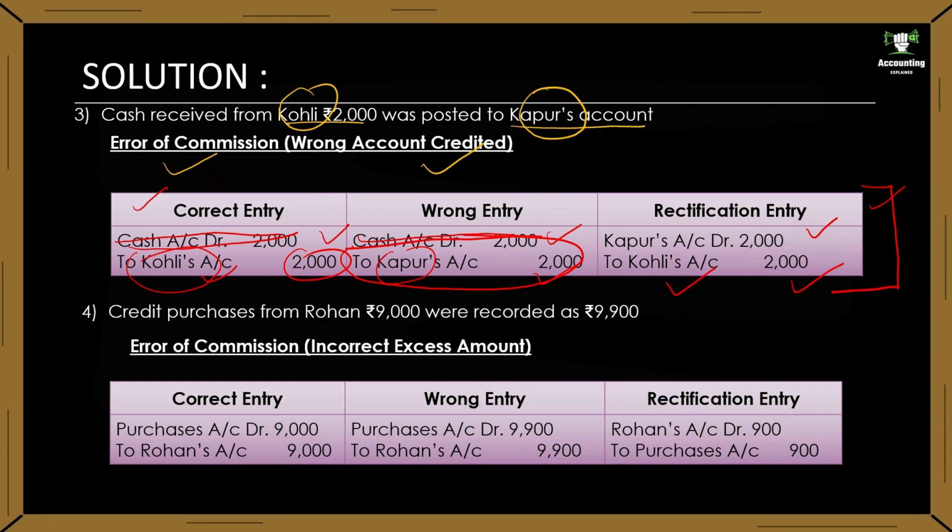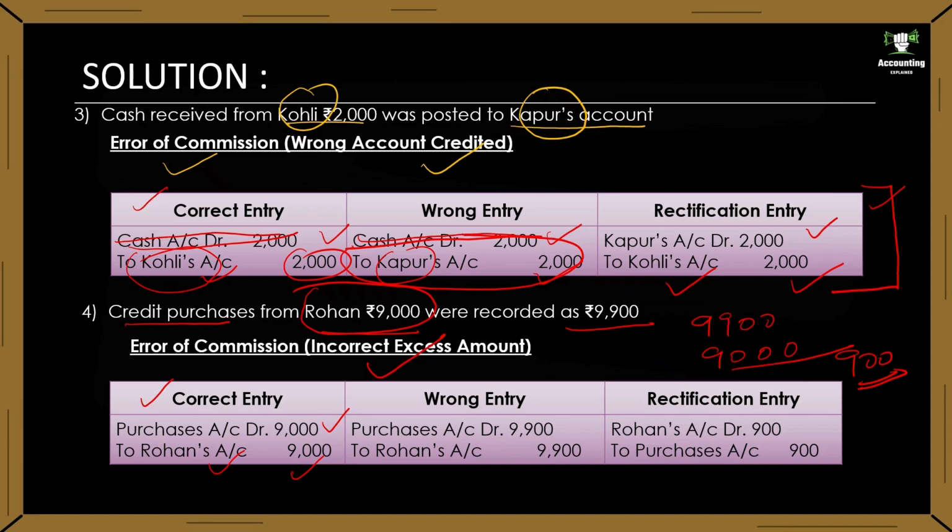Next transaction. Credit purchases from Rohan, rupees 9000, were recorded as 9900. Okay. So instead of taking it as 9000, we have taken it as 9900. So there is a difference of 900. Error of commission, incorrect excess amount. Correct entry will be credit purchases from Rohan, right? So credit purchase is an expense. So it has to be debited. Purchases account debit 9000. Rohan is your creditor. Okay. To Rohan's account, credit the creditor 9000.